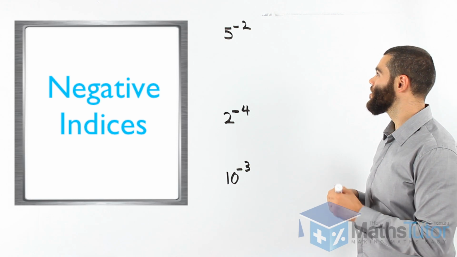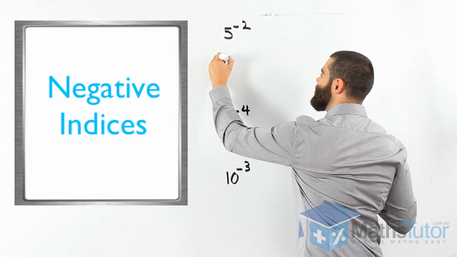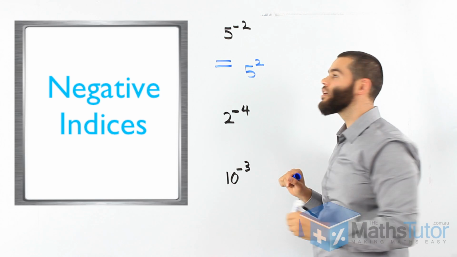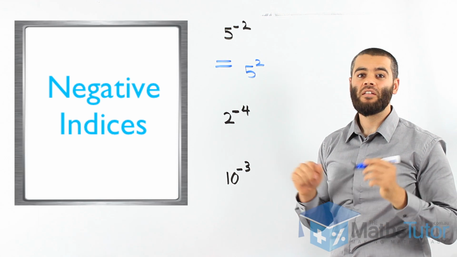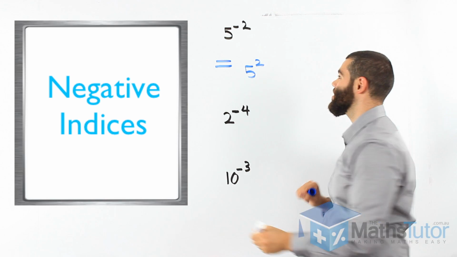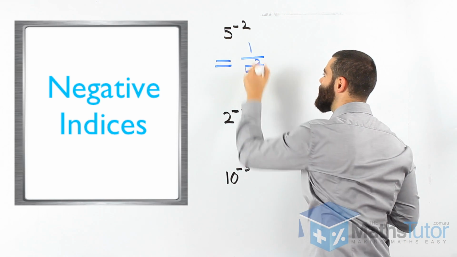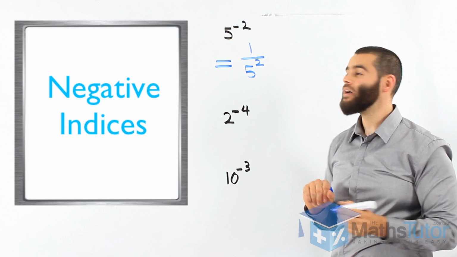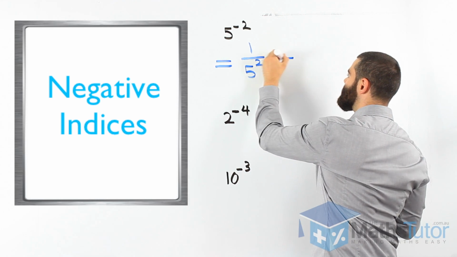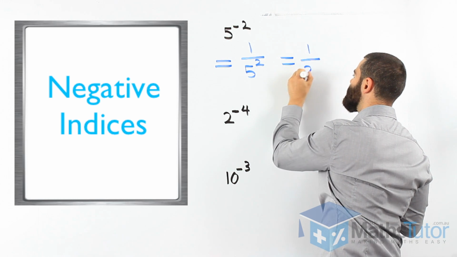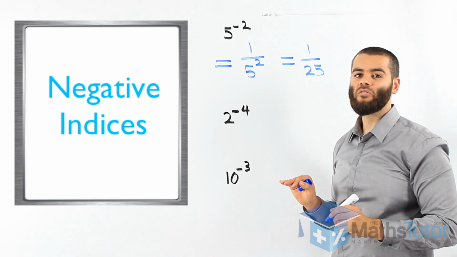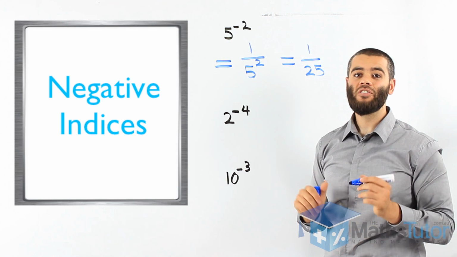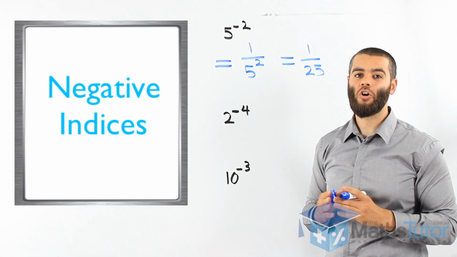5 to the negative 2. Very simple. What we do, we write 5 to the 2. What happens to the negative? It transforms. It changes. It becomes 1 over. So 1 over 5 to the power of 2, which is the same as 1 over 25. 5 times 5, 5 to the power of 2 is 25. So the negative changes, it transforms and becomes 1 over.